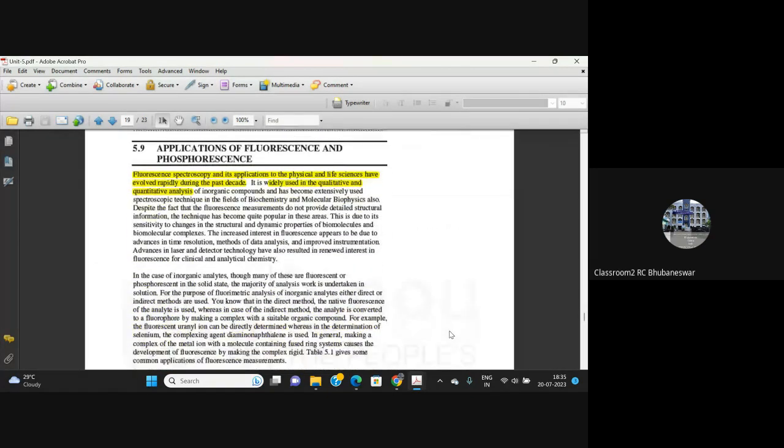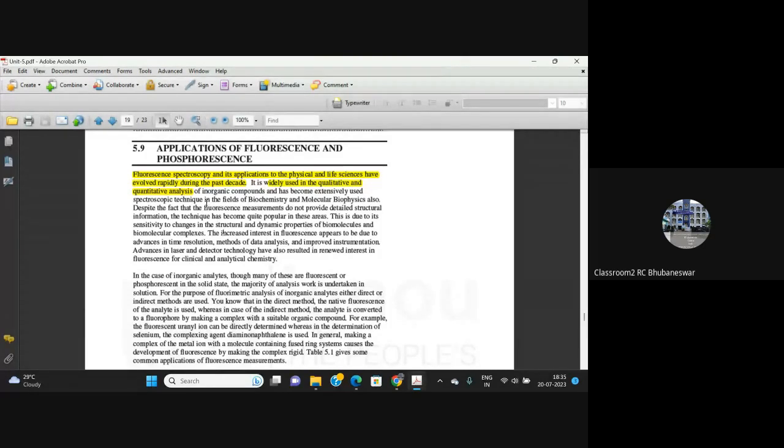Then coming to the application part, the applications of these are very, very vast. Nowadays, in the laboratory, in forensic science, in biomedical engineering, biotechnologies, life science, everyone is using fluorescence, because it is an amazingly good technique. You can use a low concentration of the molecule, and the sensitivity of this technique is very, very high.